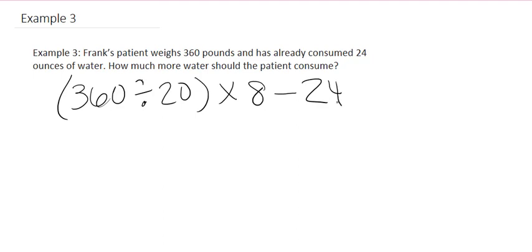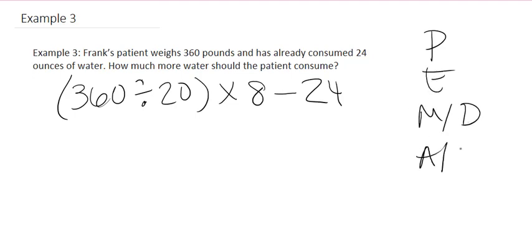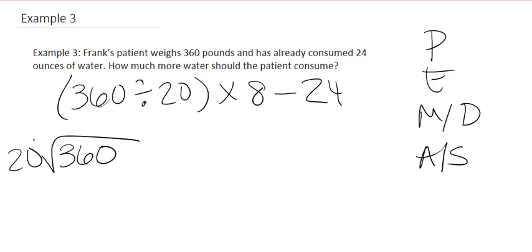Let's solve this using Please Excuse My Dear Aunt Sally. So first we solve within the parentheses. So 360 divided by 20. If you don't know this, which is more than okay, we will look at this in long division.